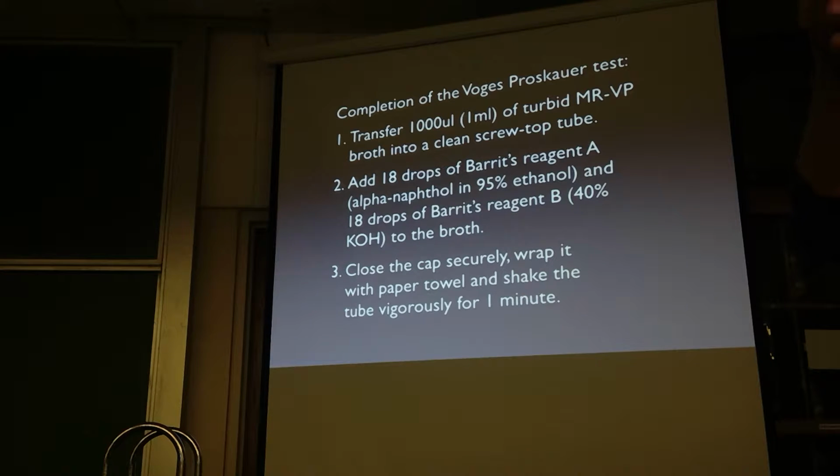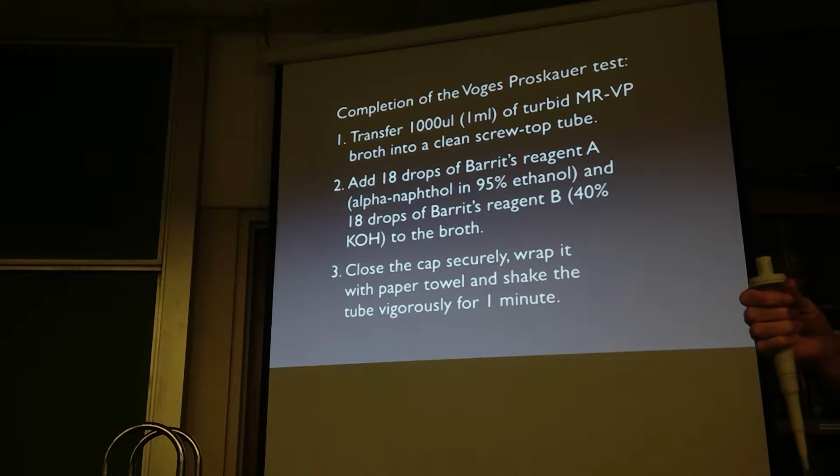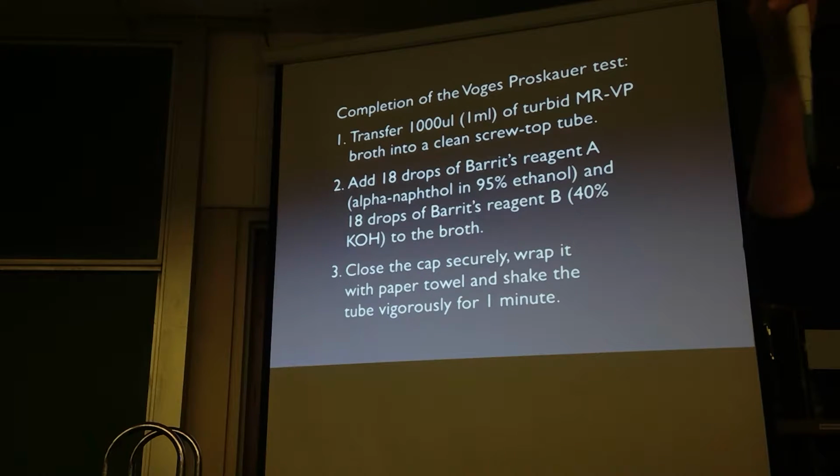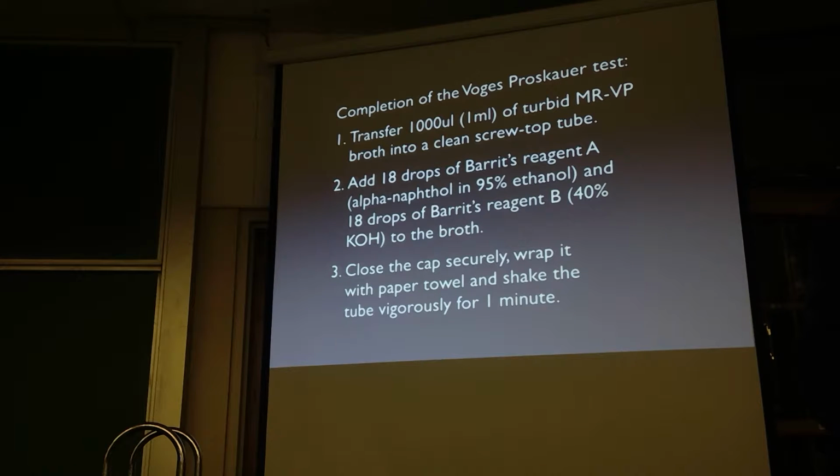So you push it to the first stop, you pick it up slowly, and it will automatically pick up 1,000 microliters into this tip. Then you're going to transfer that to a screw top tube, which I don't have up here right now, but you put it in, you press this to the second stop, and it will push an air bubble out and push that liquid out of the tip. If you push it to the third stop, the tip comes off.